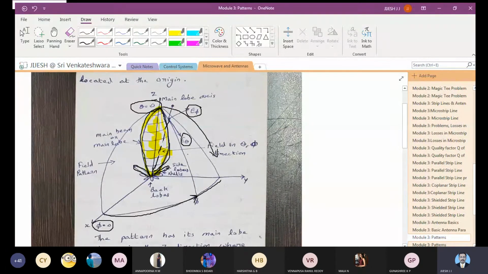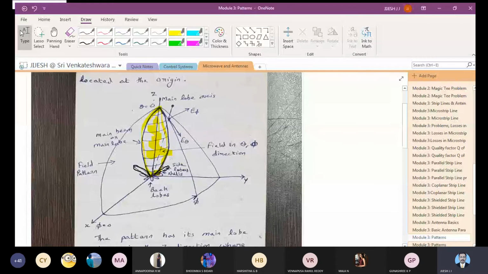Apart from that, I will show you a few things here. You can see that this is the main lobe where the entire signal is getting concentrated. I will show you one by one. Listen carefully. This portion where I am marking, this lobe, is called the main lobe. And this is the side lobe. These small things are called the side lobes.